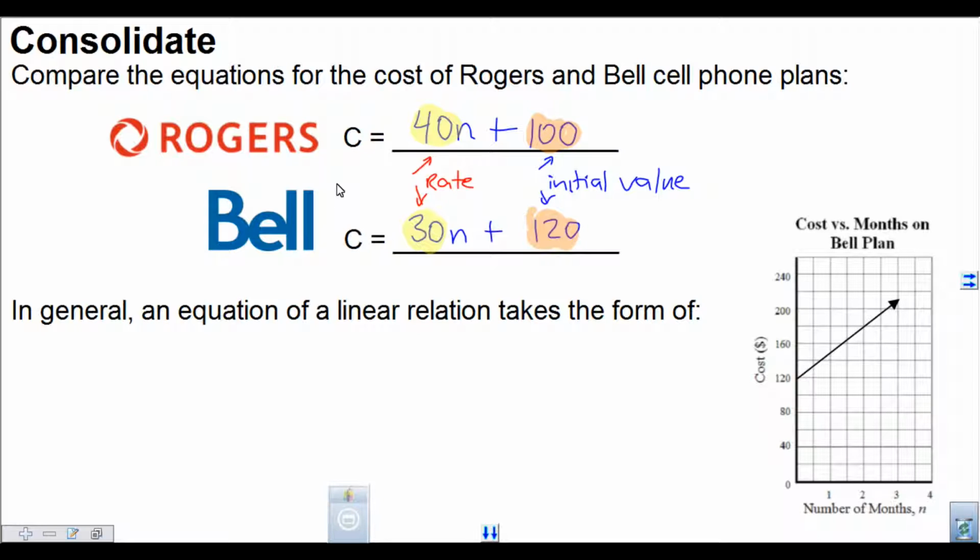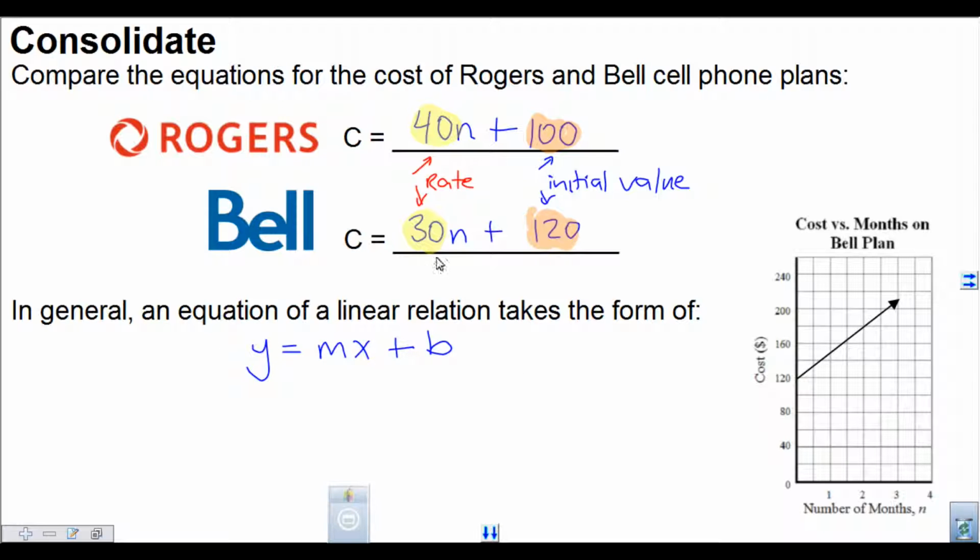So if we know the rate of change and we know the initial value, then we just build equations like this. Okay? So in general, an equation of a linear relation takes the form of, this is what we call y equals mx plus b. Now, the reason why we write y here was, you see how the letters at the beginning were for cost. Now, cost is over here on the y-axis. It's not always going to be cost. It could be distance, it could be profit, it could be something else. So we won't use c all the time. We'll just use whatever it is on the y-axis. Okay?